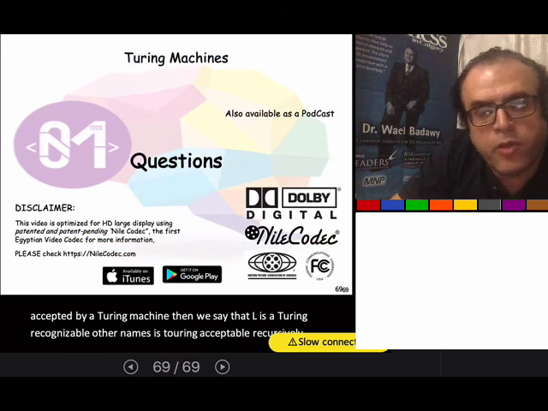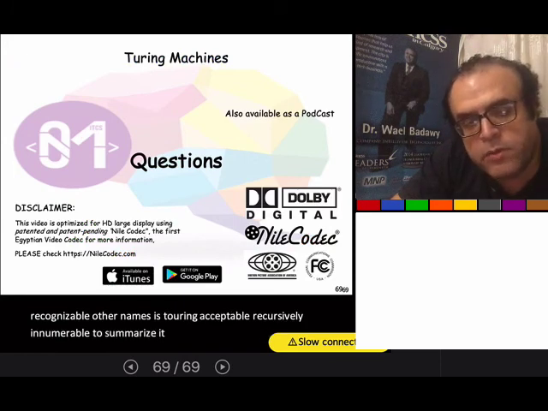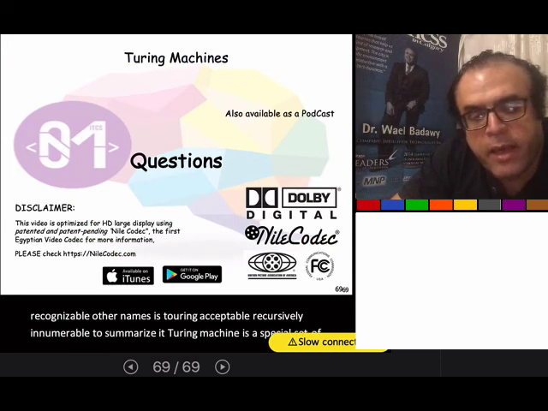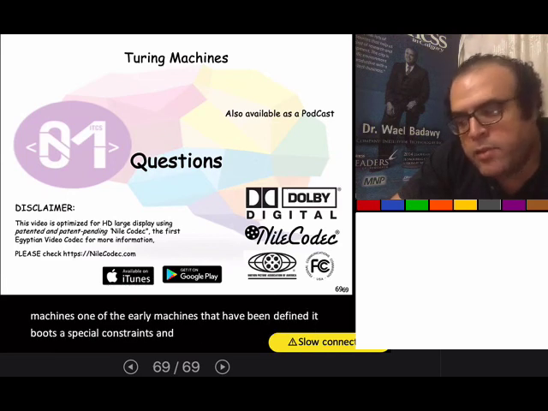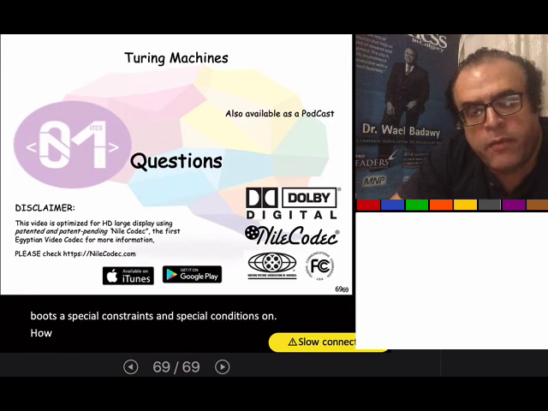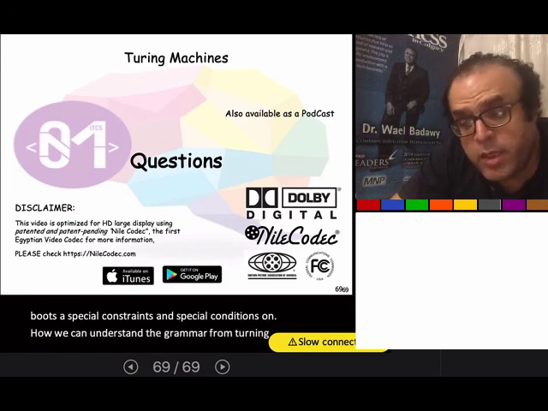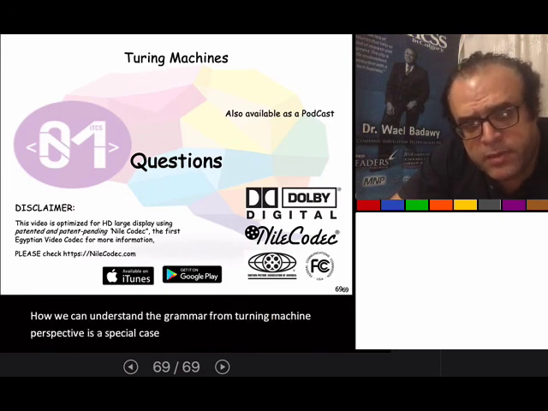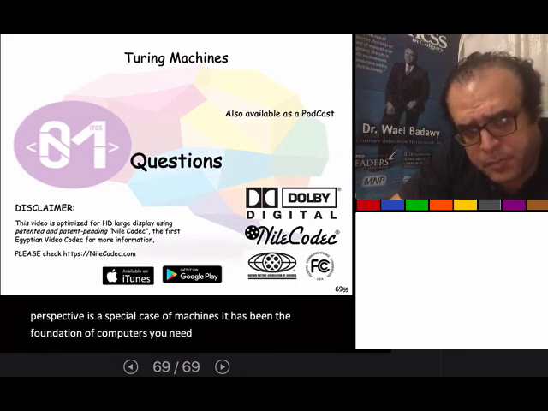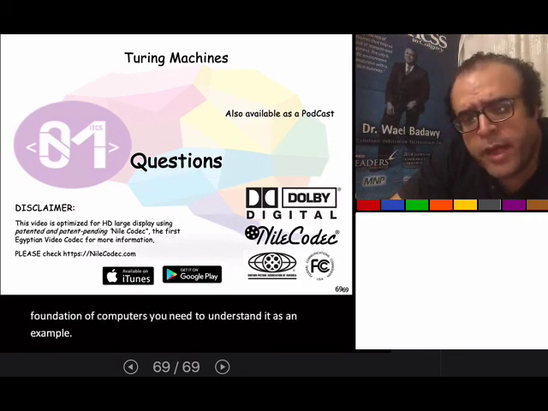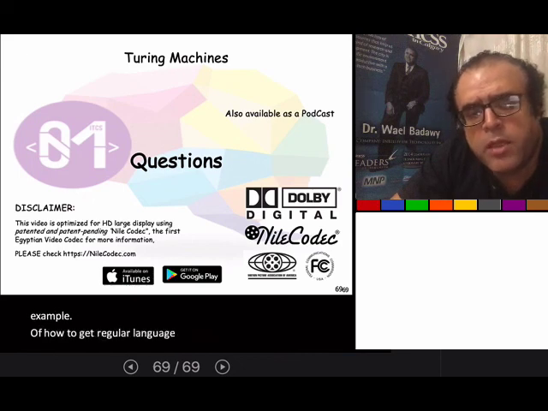To summarize, the Turing machine is a special set of machines, one of the early machines that have been defined. It puts special constraints and special conditions on how we can understand the grammar. From the Turing machine perspective, it is a special case of machines. It has been the foundation of computers. You need to understand it as an example of how to go from regular language to context-free language to Turing machine language.